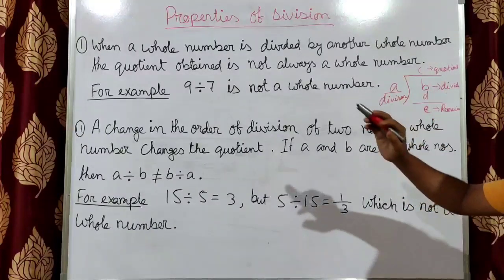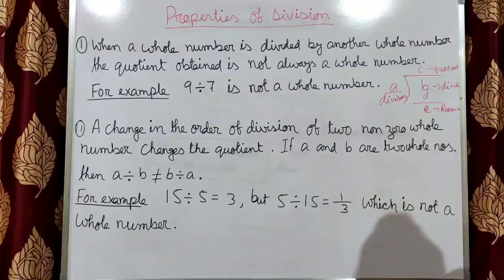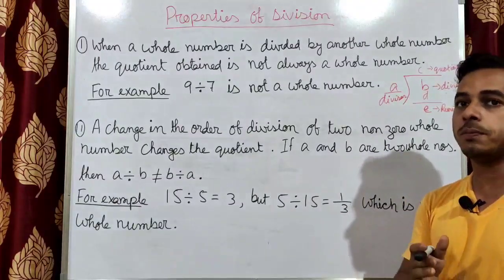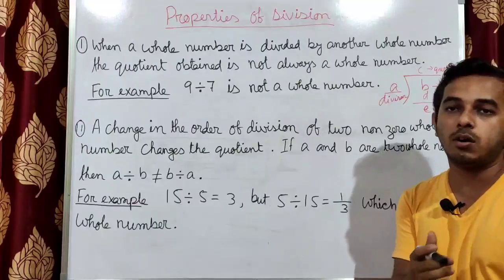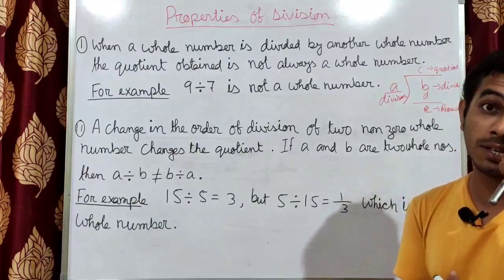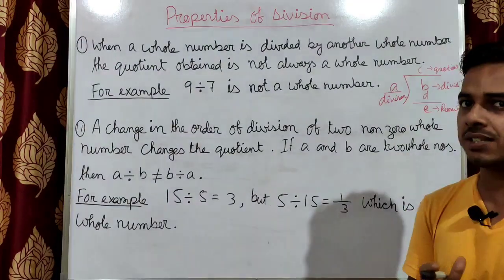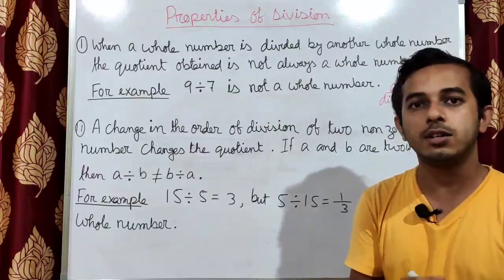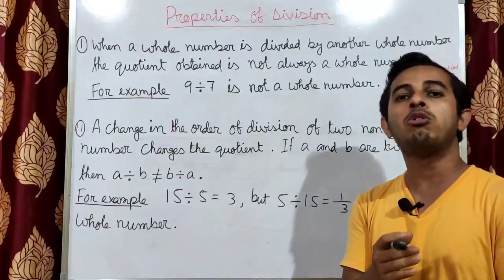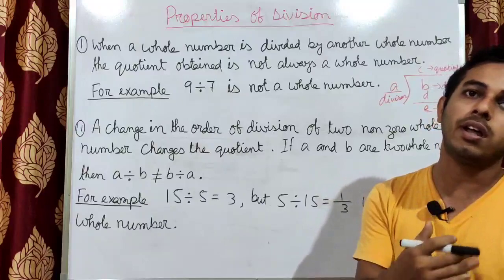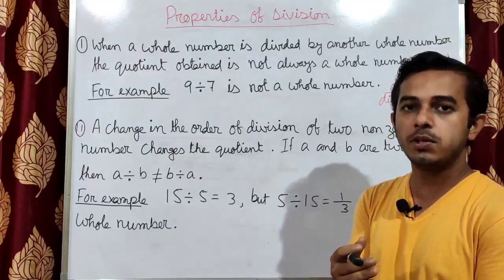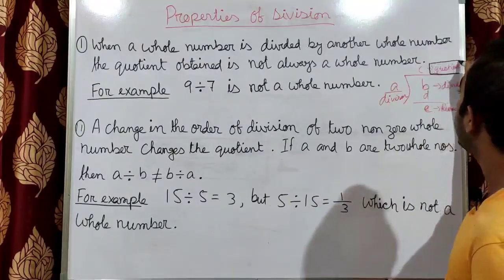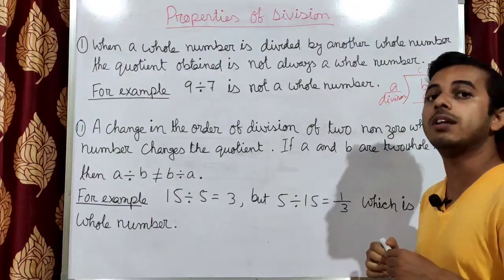So our first point is, when a whole number is divided by another whole number, the quotient is not always a whole number. Suppose when we subtract 2 from 10, we get the result 8, and 8 is our required answer. When we add 10 plus 2, we get 12 as our required answer. When we multiply 10 into 2, 20 is our required answer. But in case of division, what is our answer? This quotient is our required answer. I hope you are getting my points.